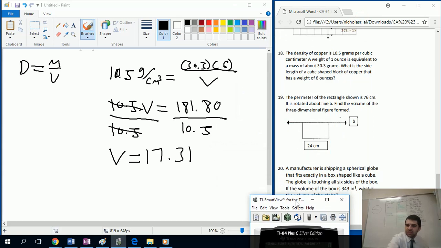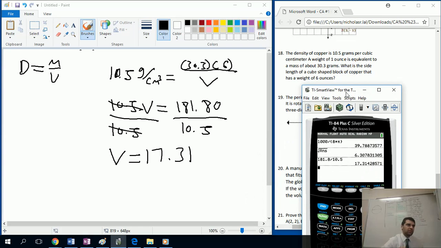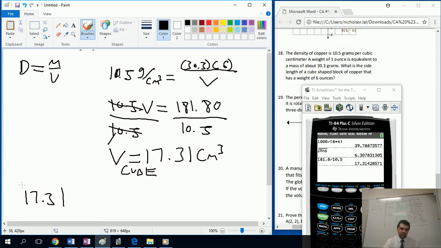So if 17.31 is the volume of the cube, then the side length is quite simple. You just find the cube root. 17.31 cubic centimeters, that's the volume of the cube. So to find the side length of the cube, you just take the cube root or raise it to the 1/3 power. So 17.31 to the 1/3 is going to be equal to our answer.